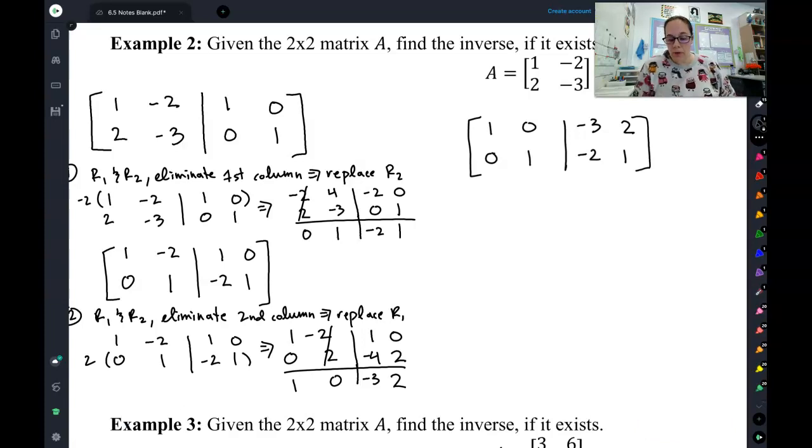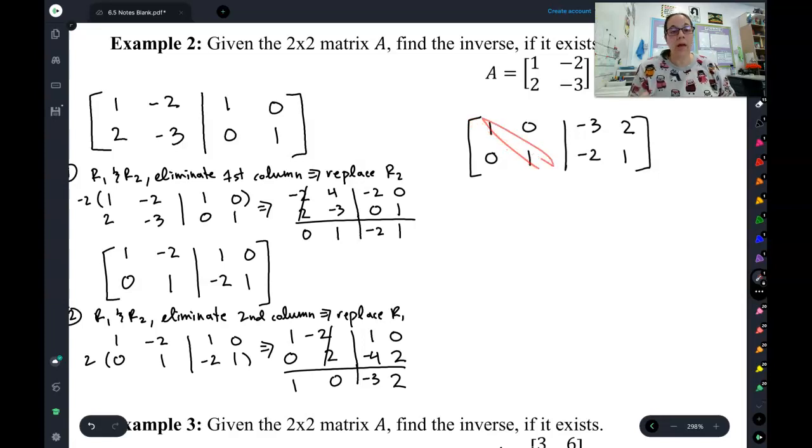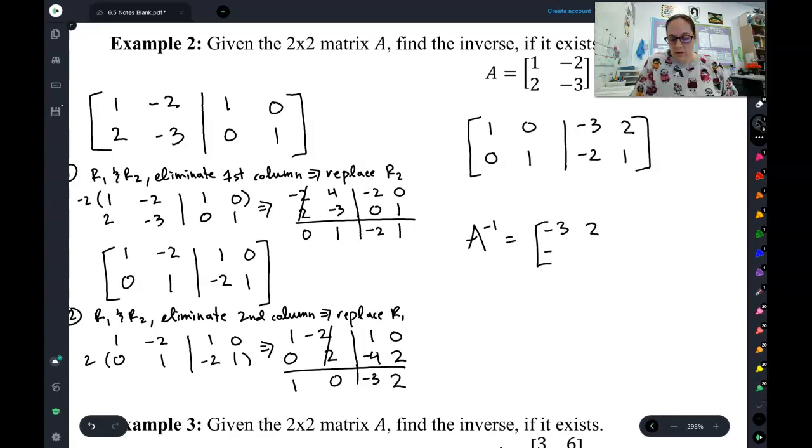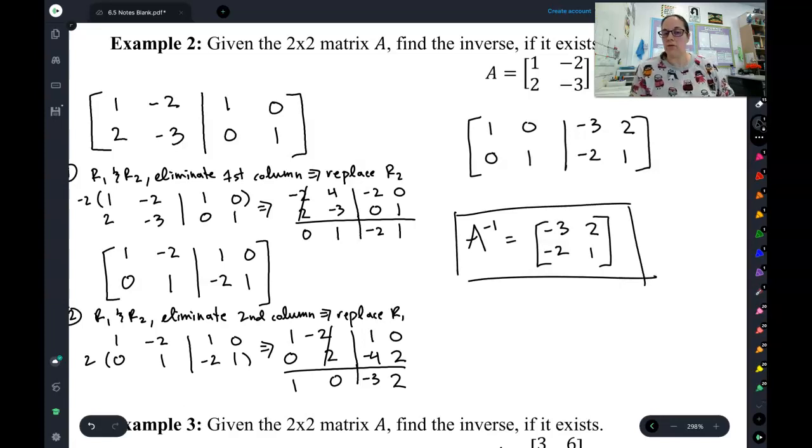Now, at this point, we would want to divide by whatever we need to get ones on the diagonal. However, we already have positive ones on the diagonal, so we're good to go. So this right here, notice that my identity matrix has flipped places. Now the identity matrix is over here, which means that is my inverse matrix. So we write A inverse equals this. That is my inverse matrix.